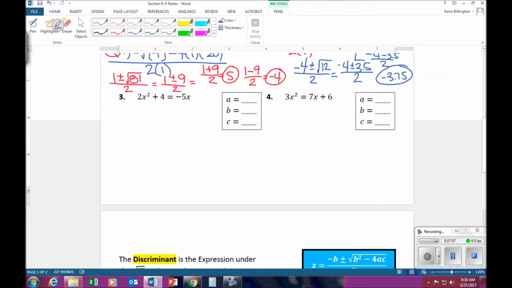Example 3. We'll start by adding the 5x to each side. 2x squared plus 5x plus 4 equals 0. So A is 2, B is 5, C is 4.